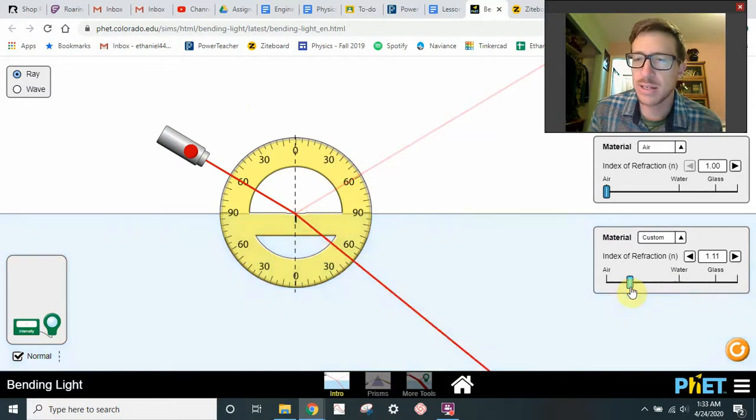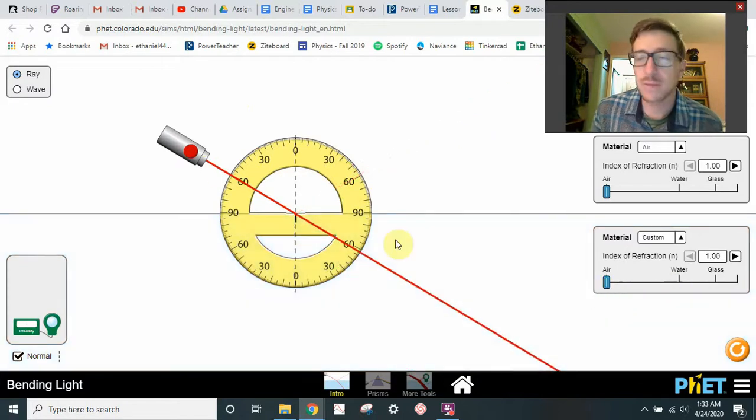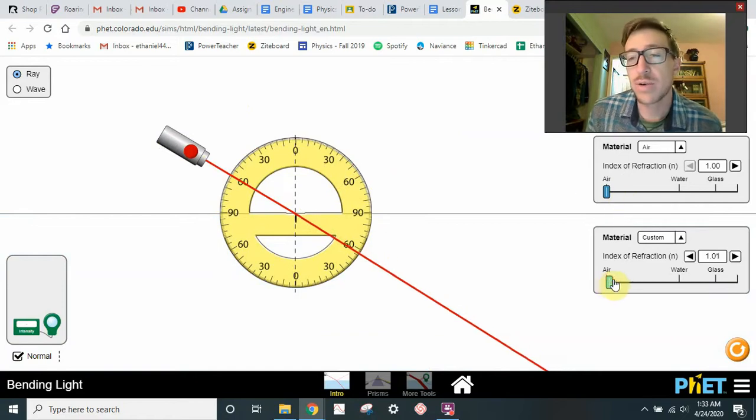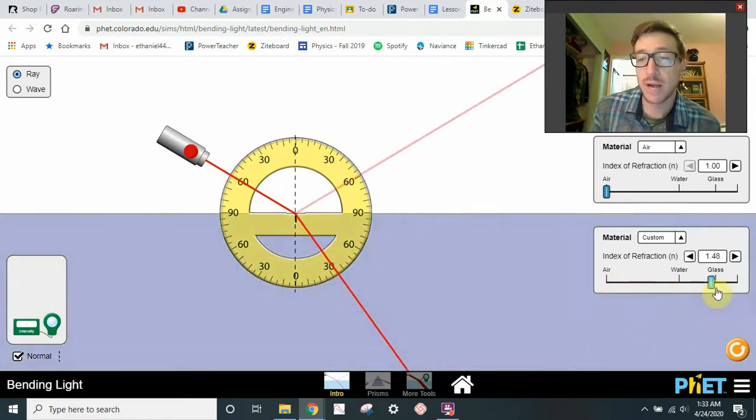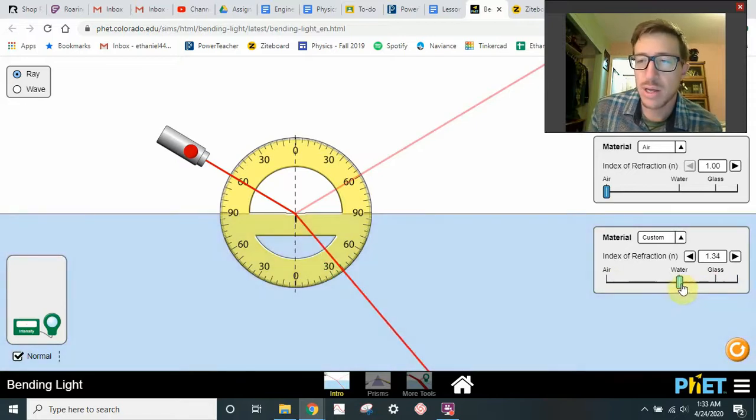Now if you notice, if I take this down and I make it go from air to air, no change in material, and so it's not bent at all. The greater we make the index of refraction, you'll notice that the more that light ray is bent. So glass is going to bend more than water because it has a higher index of refraction.